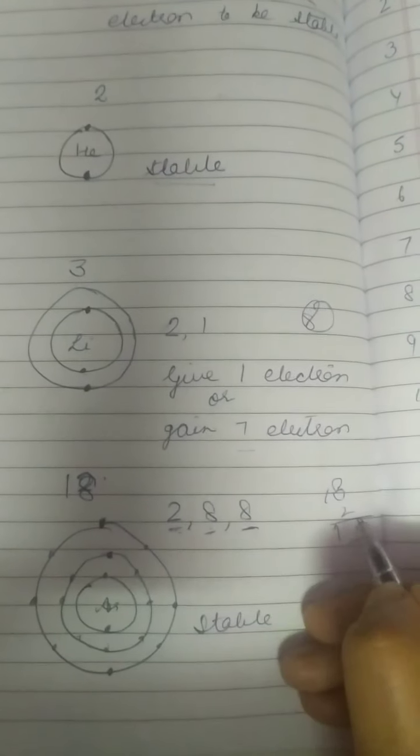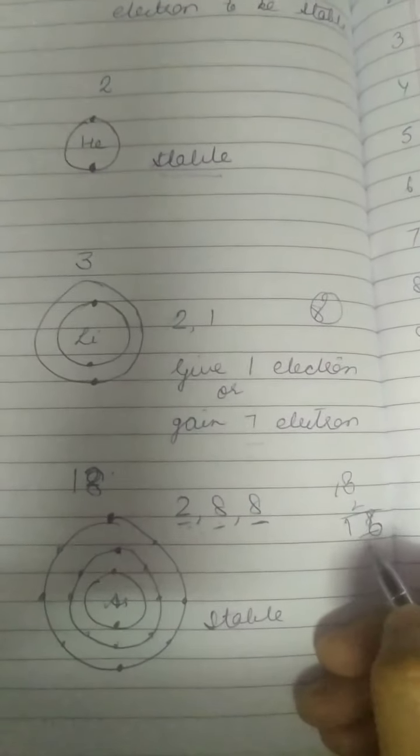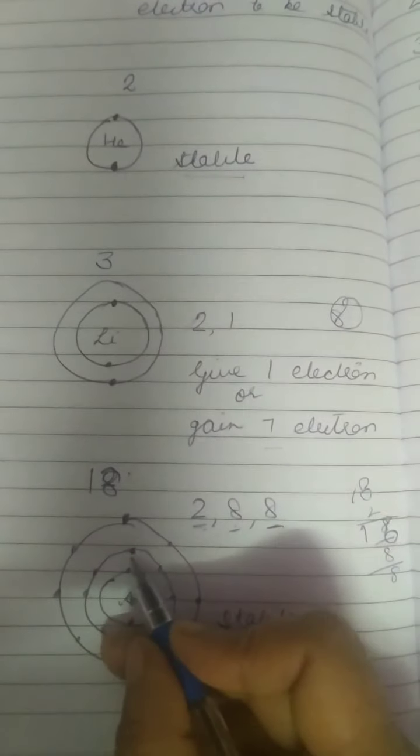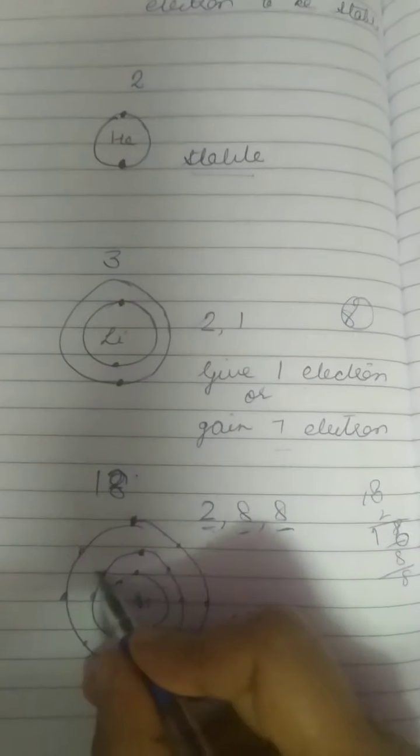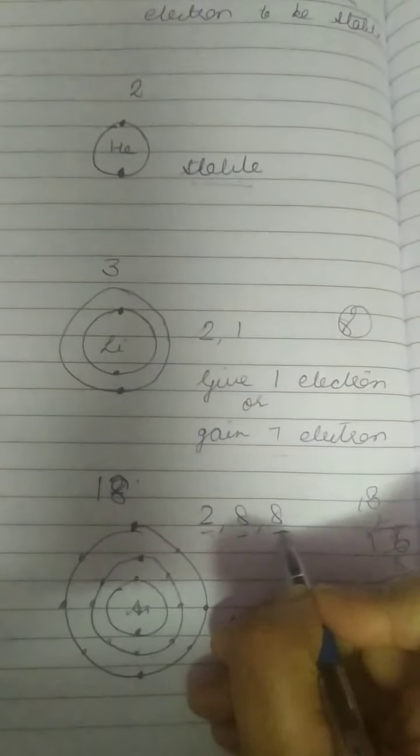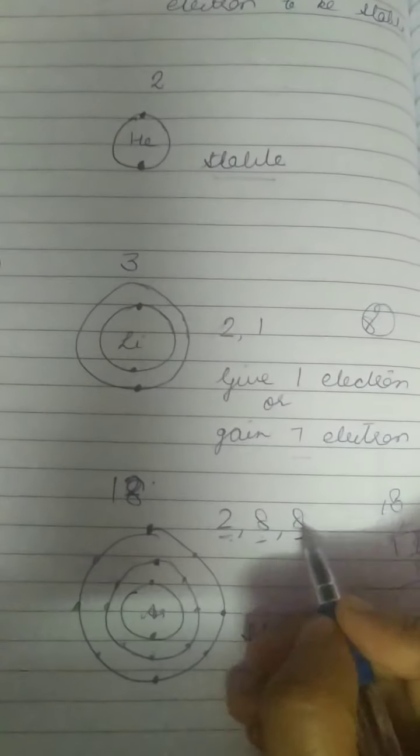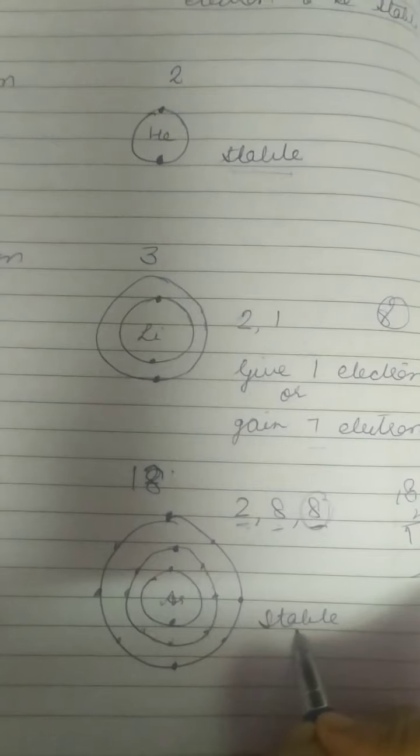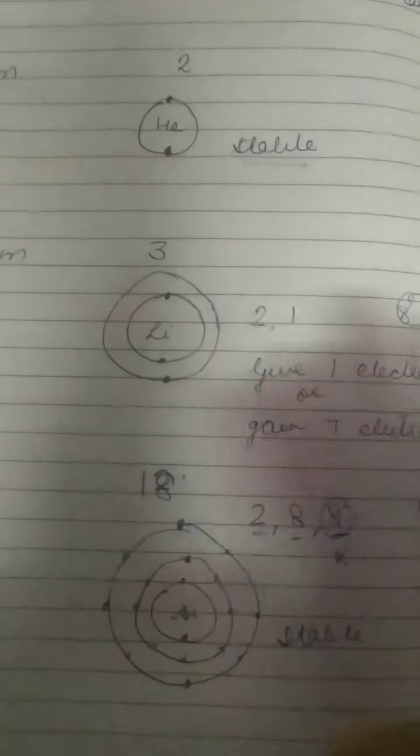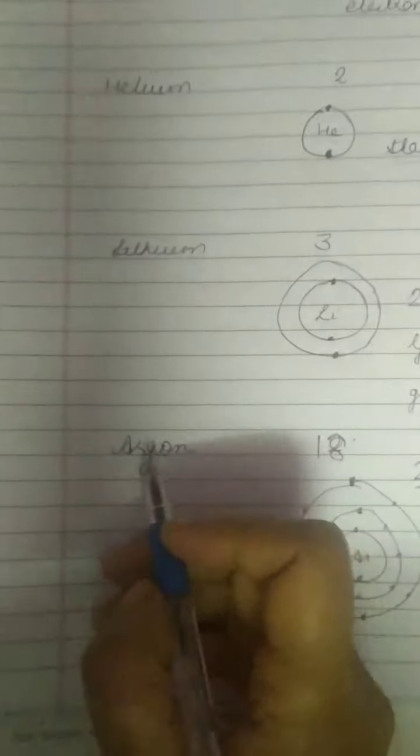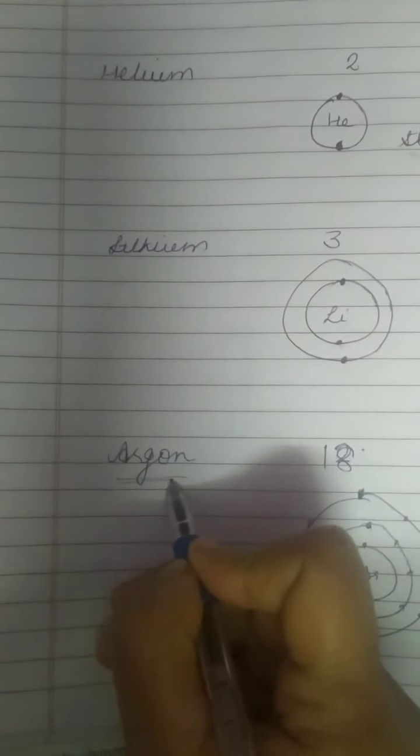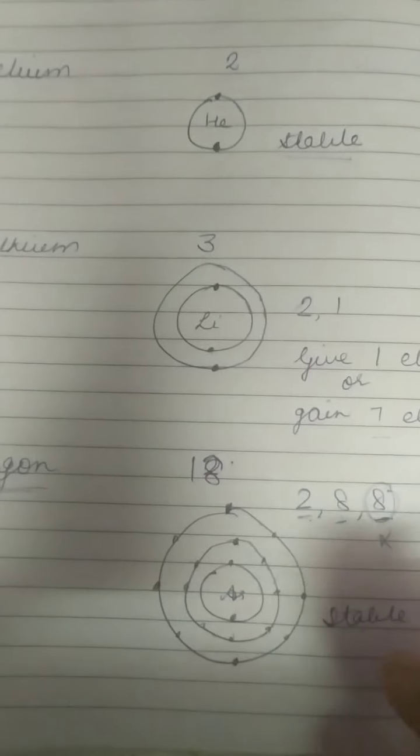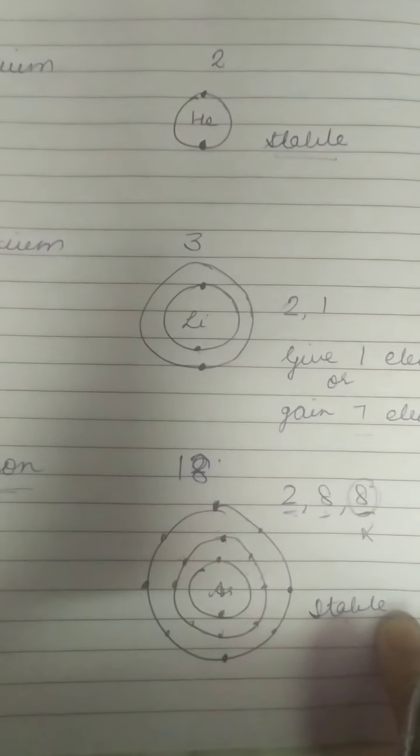Then out of 18, 2 has gone, so 16 are left. Now again 8 has gone for the second shell. You can see 8 electrons, 1, 2, 3, 4, 5, 6, 7, 8. Now 8 is again left, so in the third shell it again has 8. So you can see its outermost shell is already completed, so it is already stable and does not want any more electrons. Basically argon is a noble gas, and I already told you the noble gases are stable. They already have 8 electrons, or the complete octet.